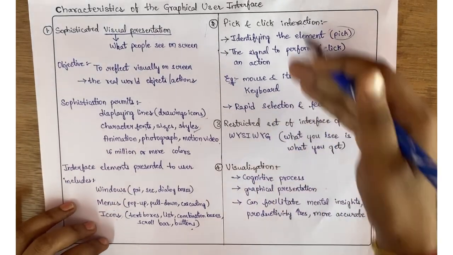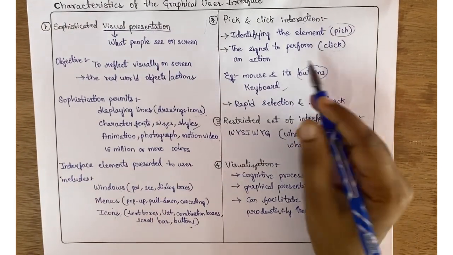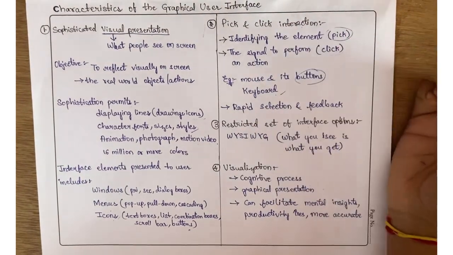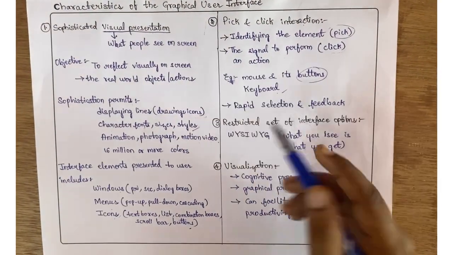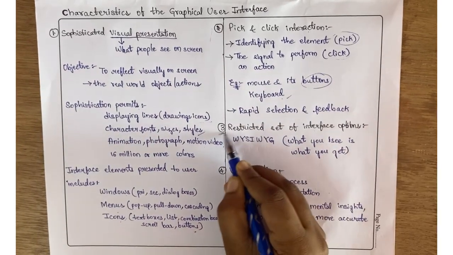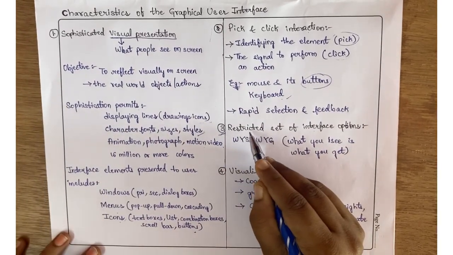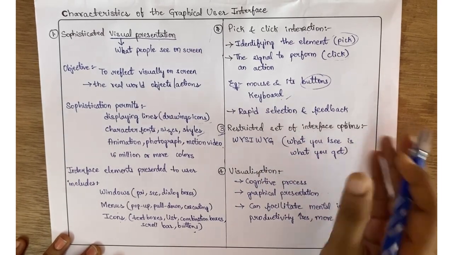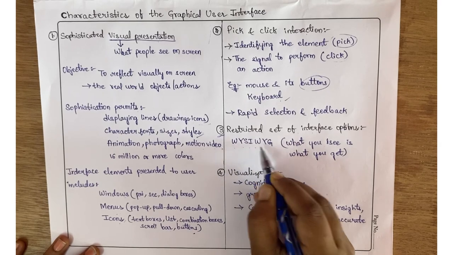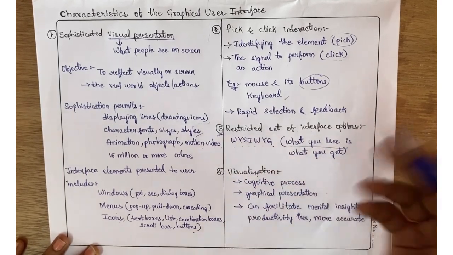And the secondary thing in this pick and click interaction is the keyboard. That means using mouse and keyboard, we are performing this pick and click interaction. So this interaction helps for rapid selection and feedback. And coming to the third characteristic, it is a restricted set of interface options. In this, it follows the acronym WYSIWYG. That means what you see is what you get.